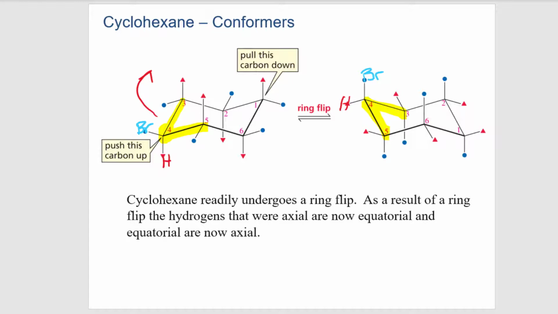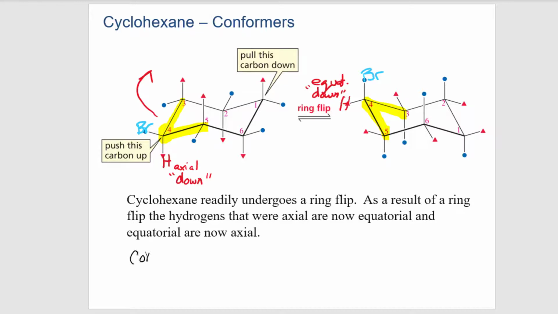So the hydrogen was axial and down relative to the bromine. After the flip on the same carbon, the hydrogen is now equatorial and down relative to the bromine. So the key here is that when you do a ring flip, when there's a conformational switch from one chair to the other, all of the groups change from equatorial to axial and axial to equatorial.